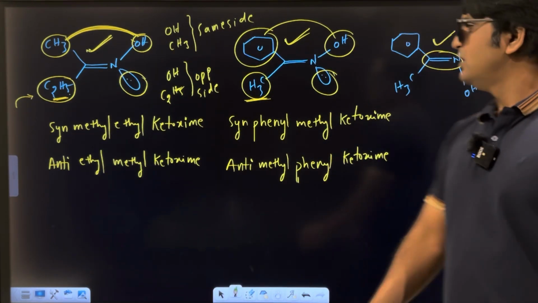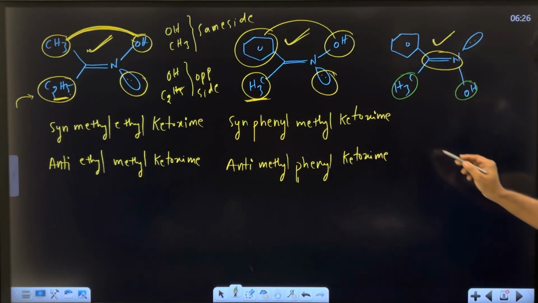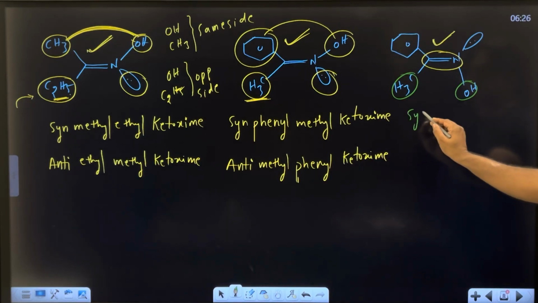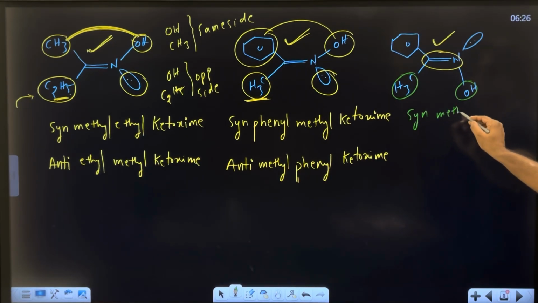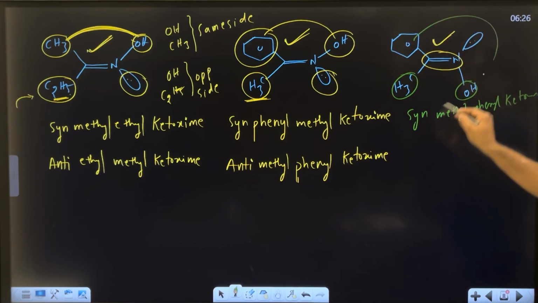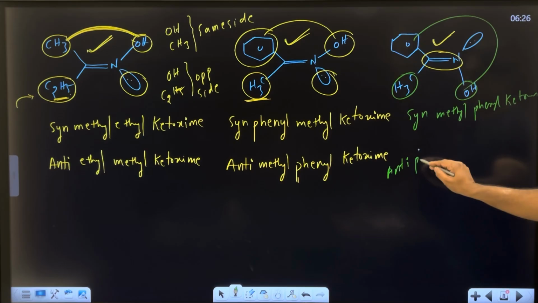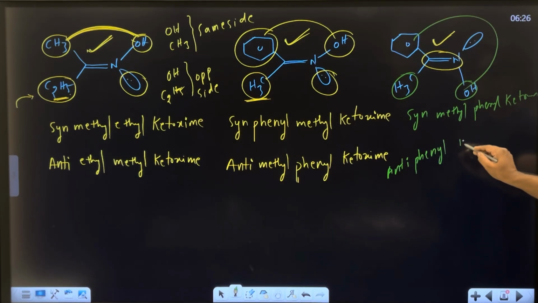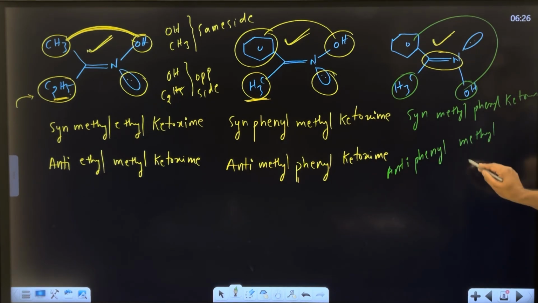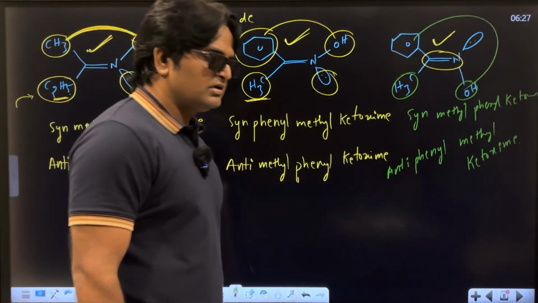And what is the nomenclature of last one? Last molecule. Now here OH and methyl. Same side or opposite side? Same side. You can write like this. Now syn methyl phenyl ketoxime. Next one, if you want to write in terms of phenyl group, anti phenyl methyl ketoxime. Okay, that is the way of giving nomenclature in case of ketoximes.